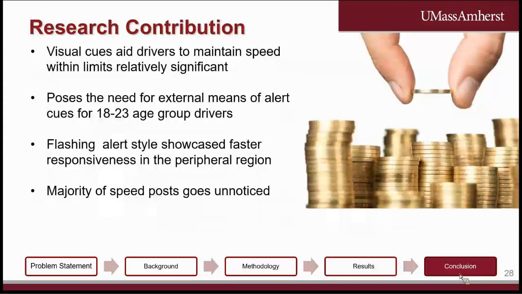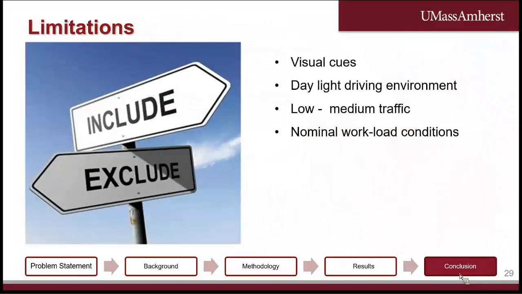Some research contributions are that visual cues aid drivers to maintain speed within the limits, relatively significantly, and it also poses the need for external means of alert cues, especially for the age group of 18 to 23, where the driving mean speed or the percentage of time spent speeding is significantly greater when compared to the second age group. Flashing alert style showcases faster responsiveness in the peripheral region, and the majority of the speed posts have a chance of going unnoticed.